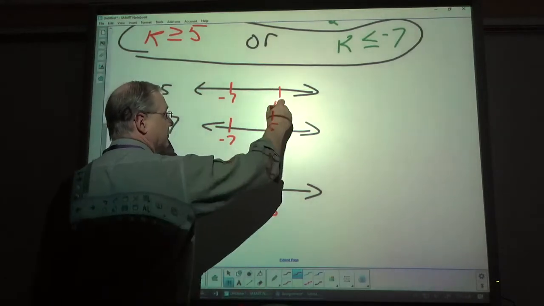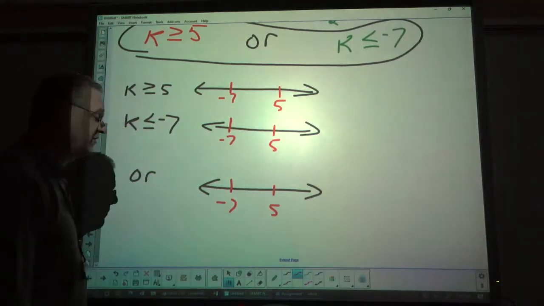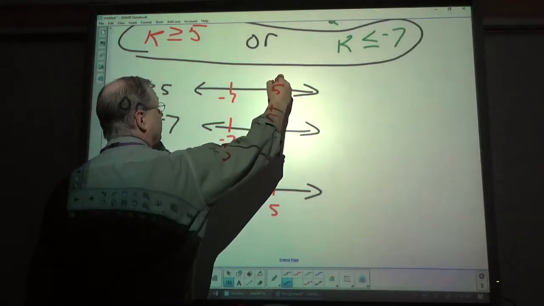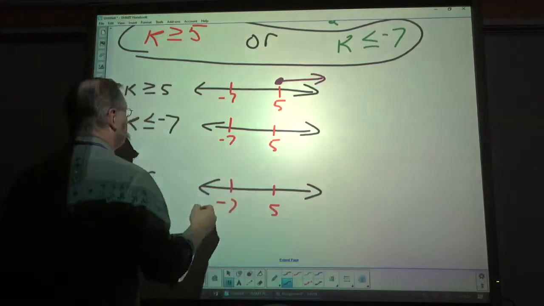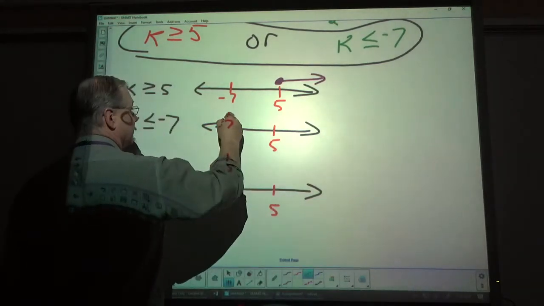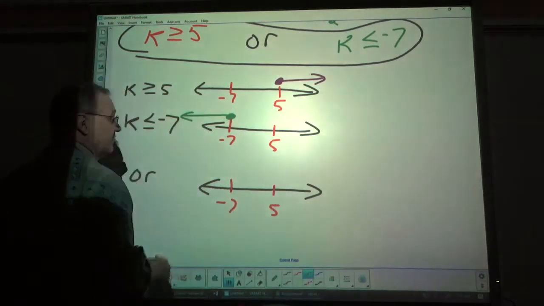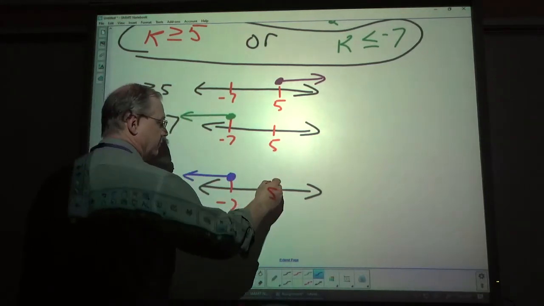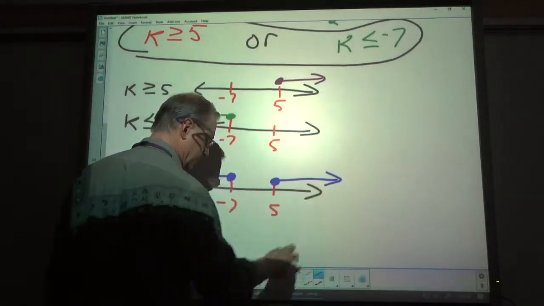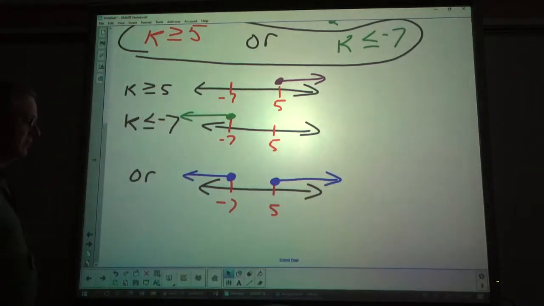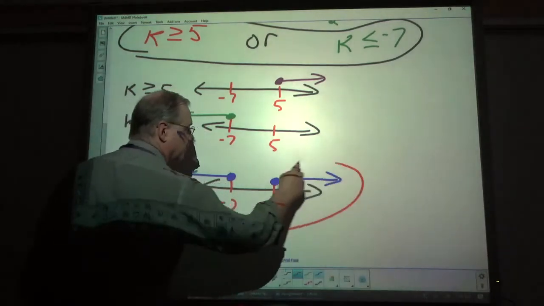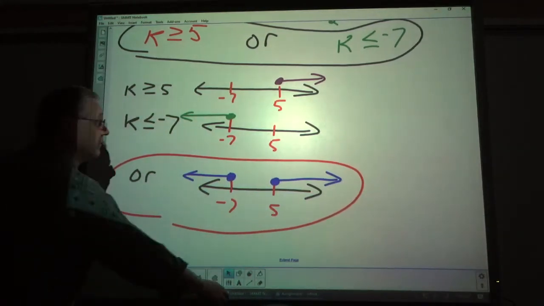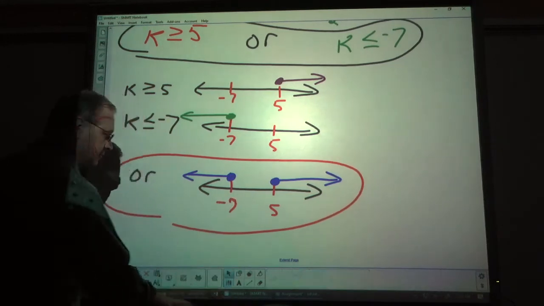I like to make sure I line them up so that it's more obvious as to what's going on. Greater than or equal to 5, less than or equal to negative 7. The OR graph is both pushed down to one equation. And there is our final answer graph. Hopefully you got it right.